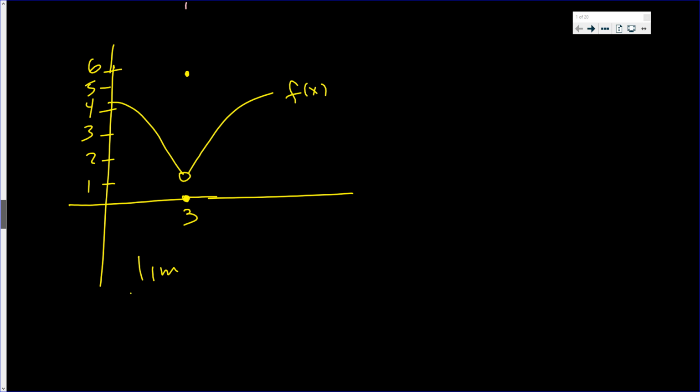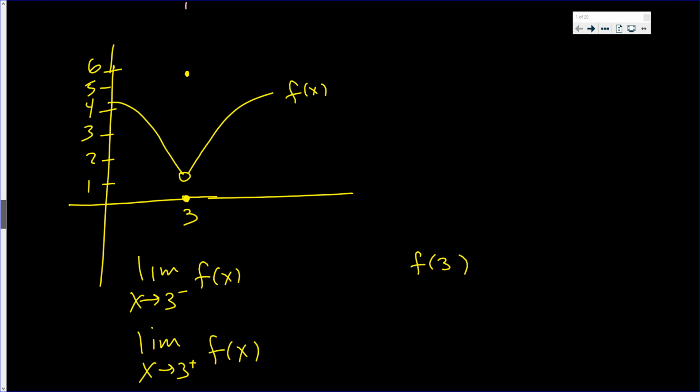What is the limit as x goes to 3 from the left of f of x? What is the limit as x goes to 3 from the right of f of x? Based on those two answers, tell me if the limit as x goes to 3 of f of x exists. And lastly, what is f of 3?